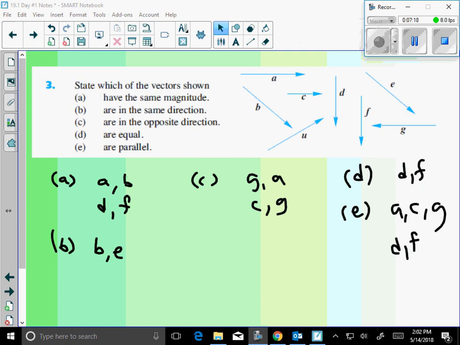For children on the web, these are not exclusive lists. There's probably other pairings that I haven't mentioned, but we're just trying to get the basics here. Okay.